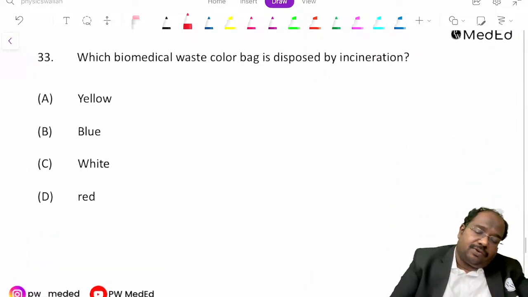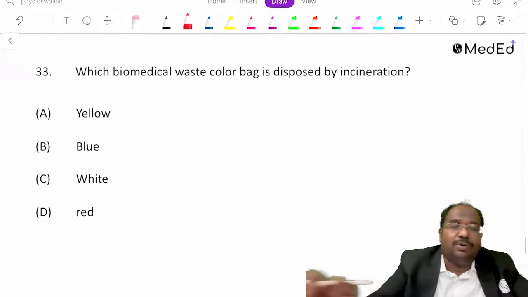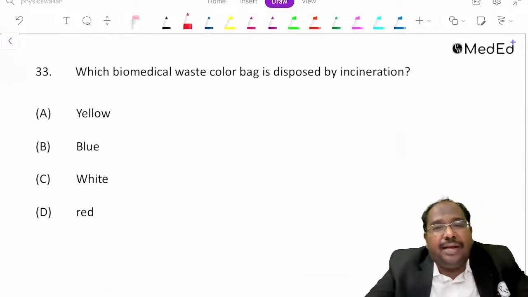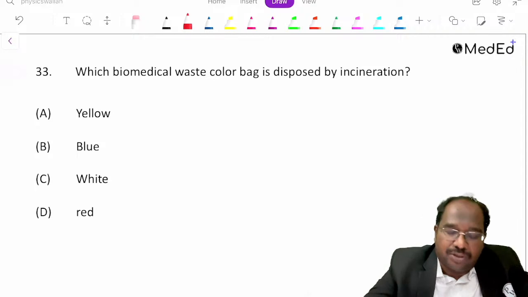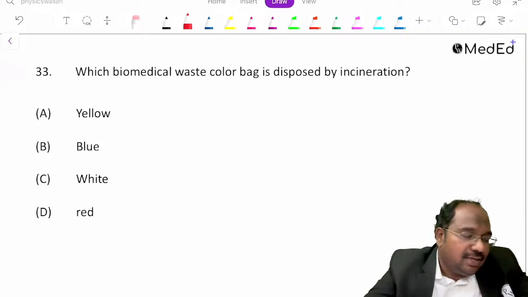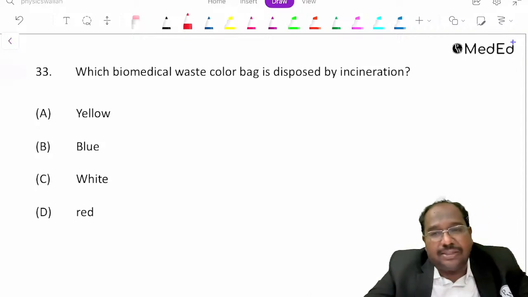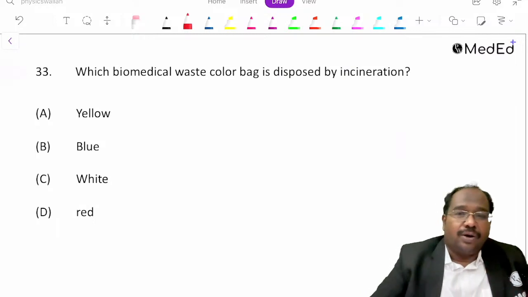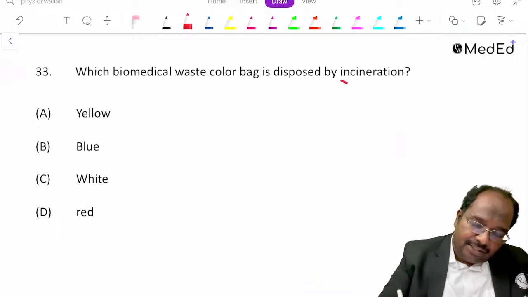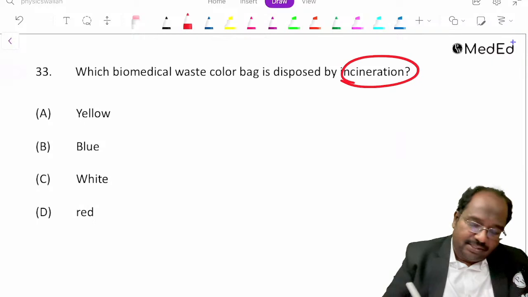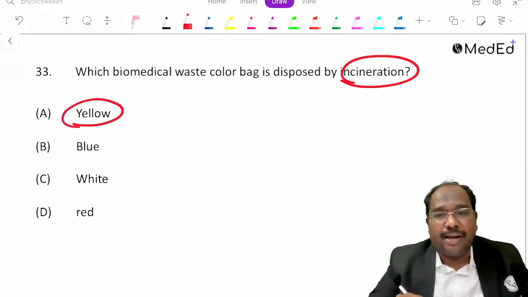Come on, fast. These are easy, you should be able to answer. Which biomedical waste bag should be disposed for incineration? This you should be able to answer fast. For incineration, that means the answer is the yellow color bag.